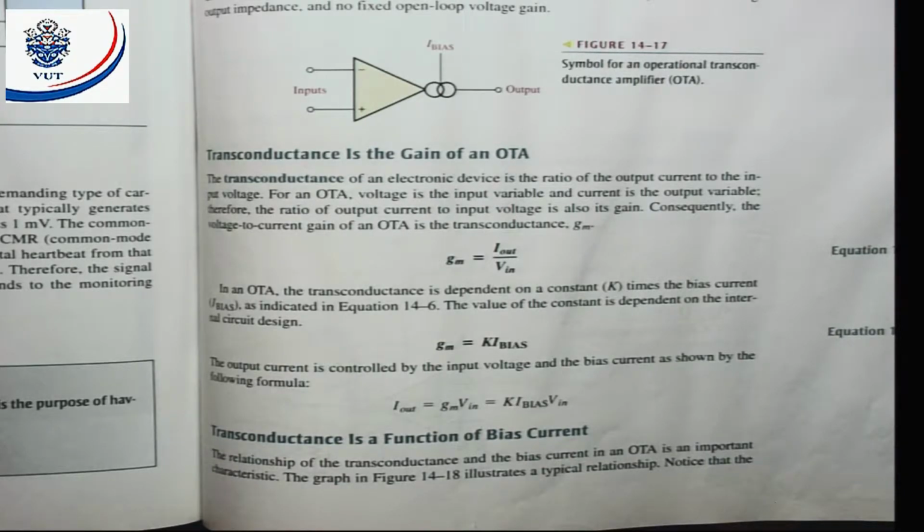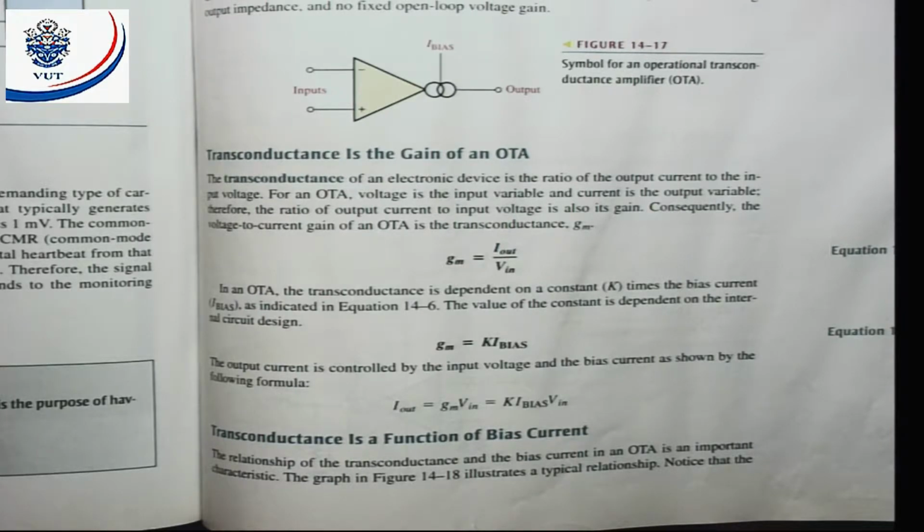All right, they say in an OTA the transconductance depends on a constant K times the bias current. I bias is indicated in figure 14.6. The value of the constant depends on the internal circuit design. This K value will be determined by the circuit design, and that will normally be supplied by the manufacturer. That means the manufacturer will tell you for this device, the K value is that.